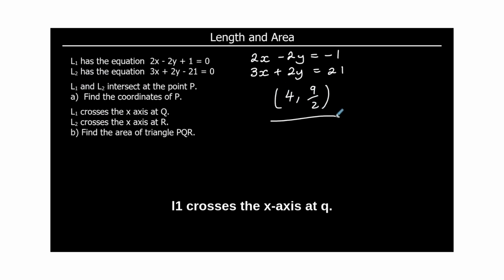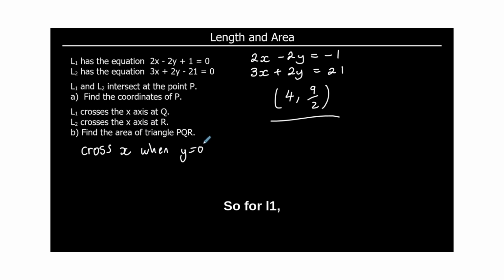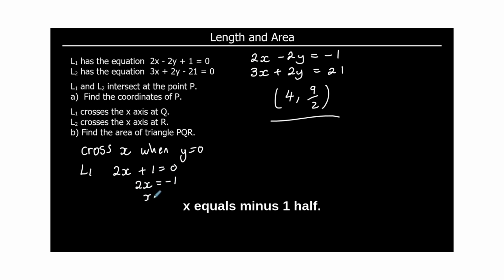L1 crosses the x-axis at Q. L2 crosses the x-axis at R. Find the area of PQR. So they cross the x-axis when y equals 0. So for L1, when y equals 0, we'll have 2x plus 1 equals 0. 2x equals negative 1. X equals minus a half.